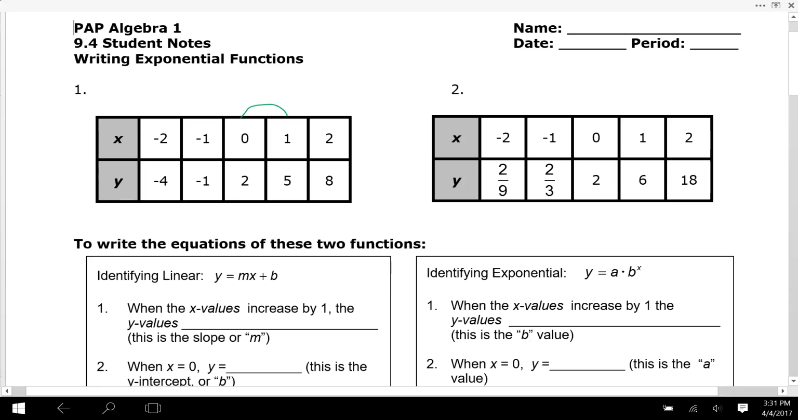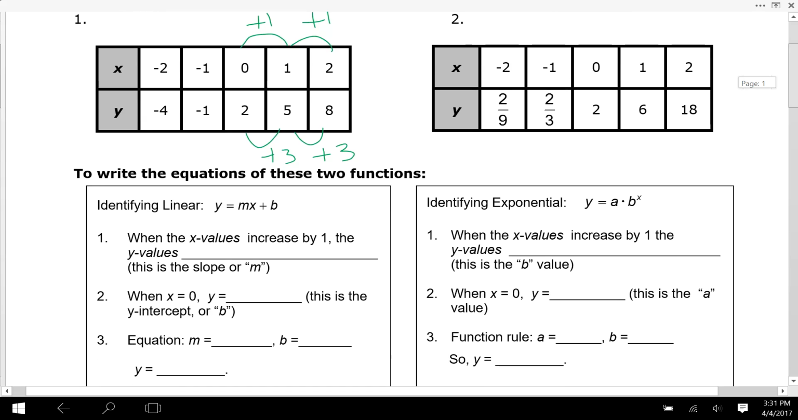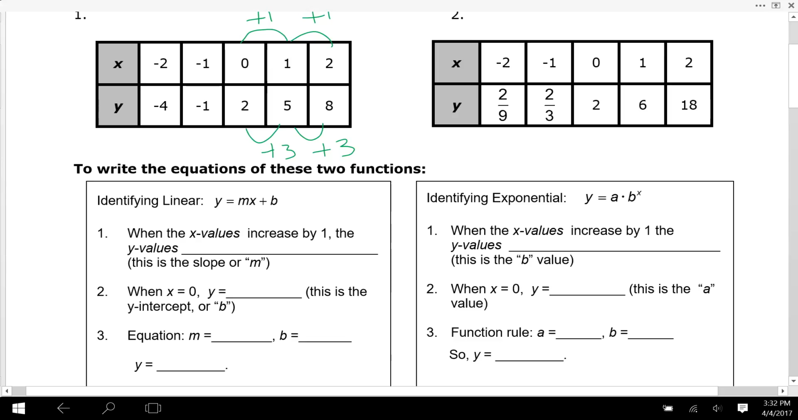The x value is increasing by 1s in this case, and my y values are increasing by 3. So that's my slope. When the x values increase by 1, the y values increase by 3. And when x equals 0, y equals 2, and that's my b. So my equation is y equals 3x plus 2. Easy, and we've done that already.